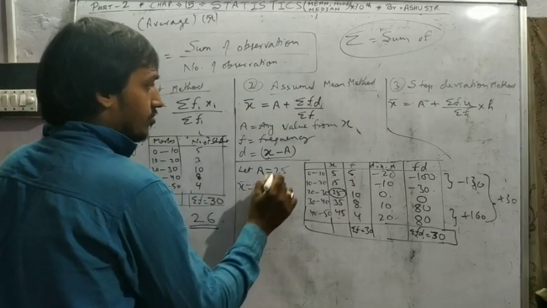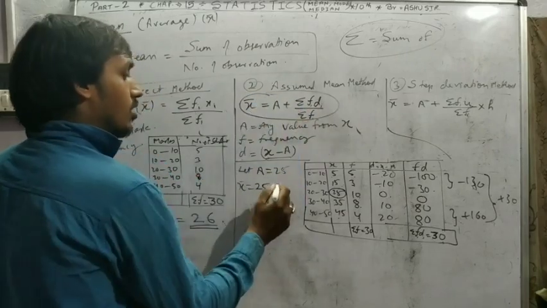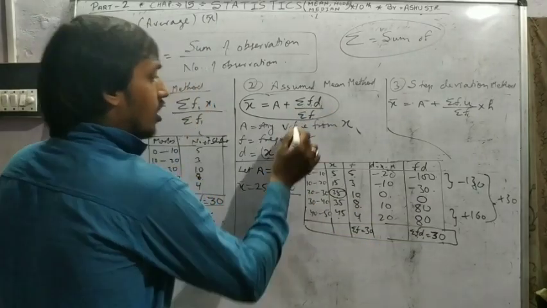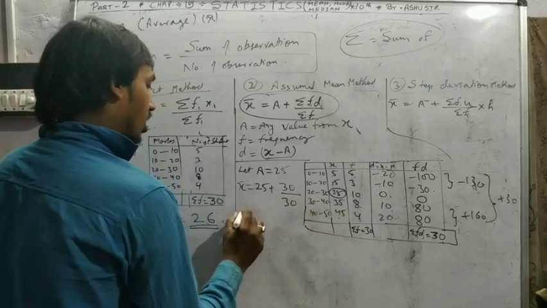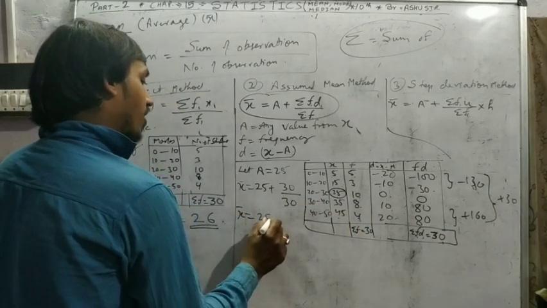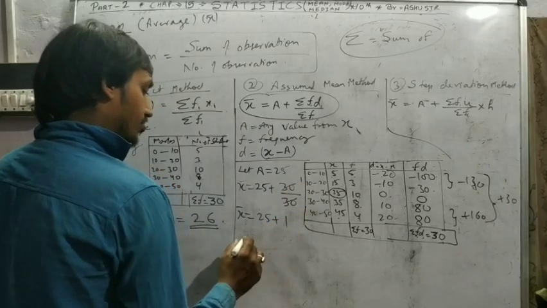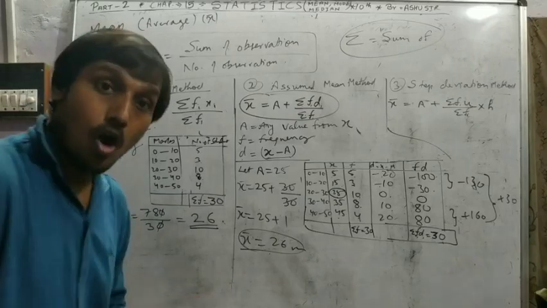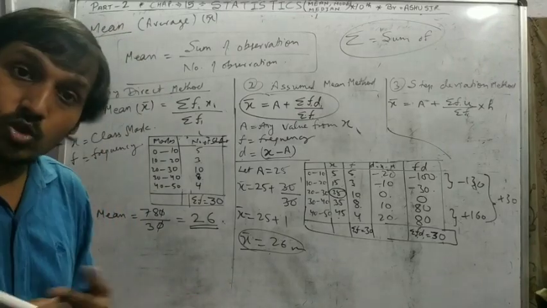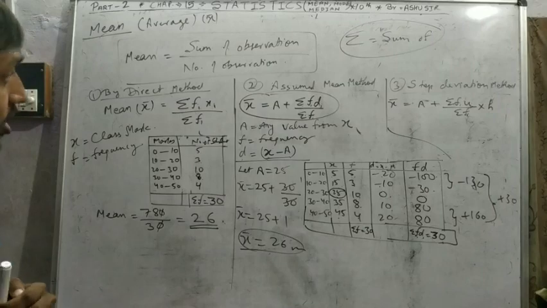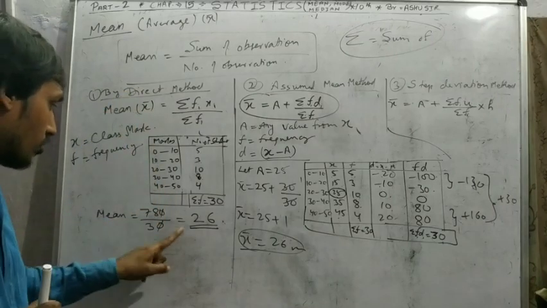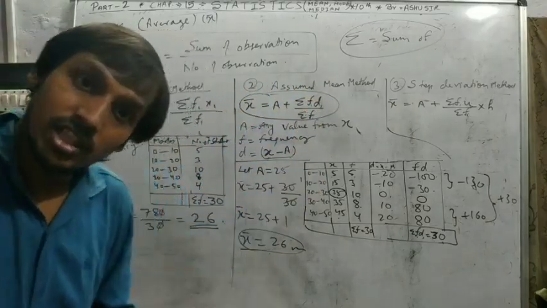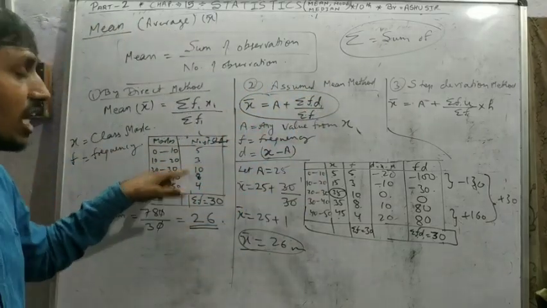Mean is a plus sigma FD upon sigma F, so 30 upon 30, 25 plus 1, 26 marks. What do you see? When you find the mean by the direct method, it is 26. When you find the mean by the assumed mean method, it is 26. Yes, because the data is the same.